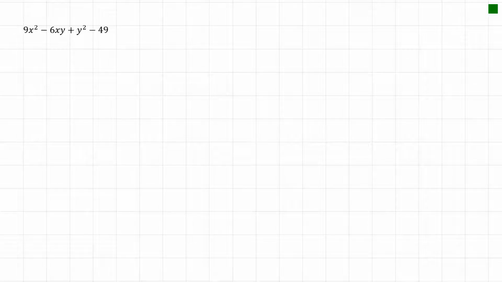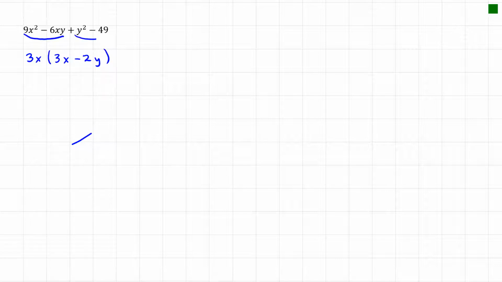Let's take a look at this. There's 4 terms, which means we're going to have to group things together. If I group these two together first and say, all right, I'm going to pull out a 3x, I end up with 3x minus 2y. And that is the first two grouped together.